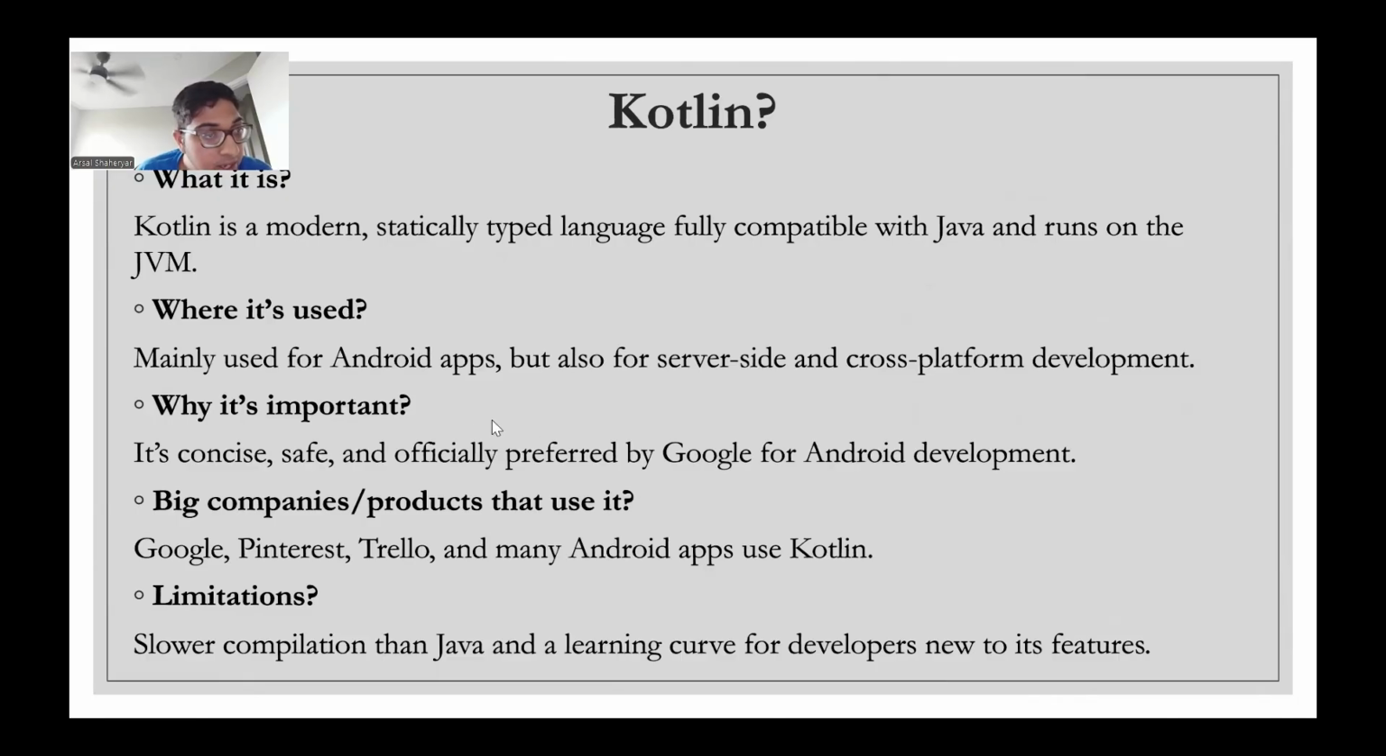Why is it important? It's concise, safe, and officially preferred by Google for Android development. Big companies/products that use it: Google, Pinterest, Trello, and many Android apps use Kotlin. Some of the limitations are slower compilation than Java and a learning curve for developers new to its features.